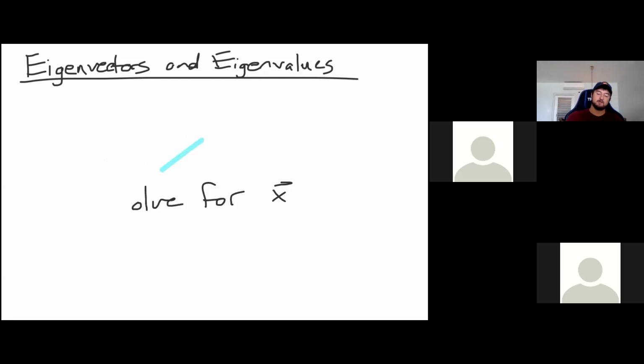Okay? So the goal is then to say, okay, what are these things? What are eigenvectors and eigenvalues? Eigenvectors and eigenvalues are vectors and values that solve a particular equation for a matrix A.